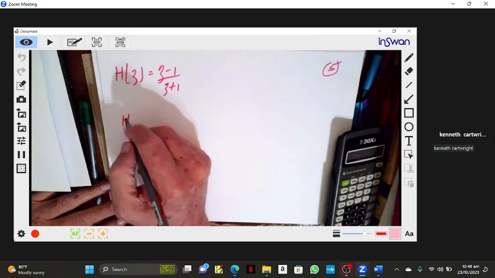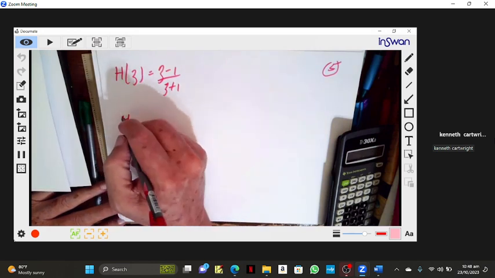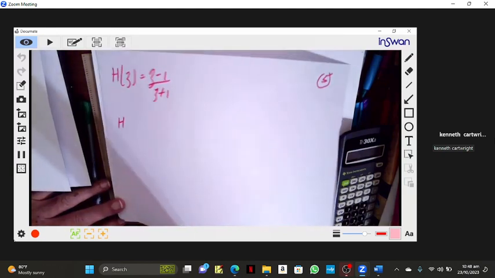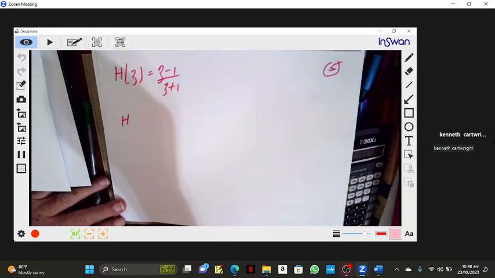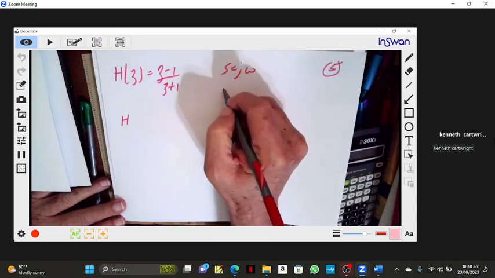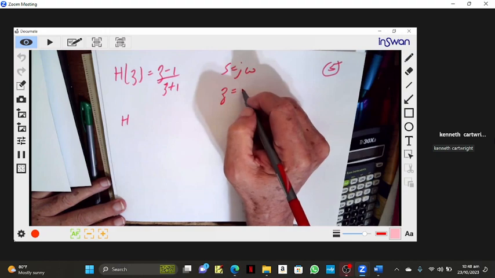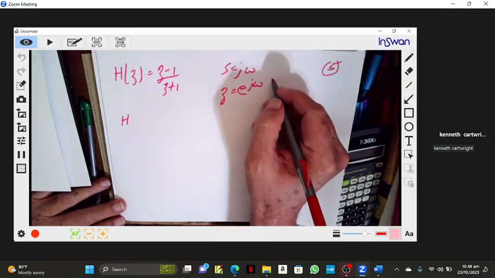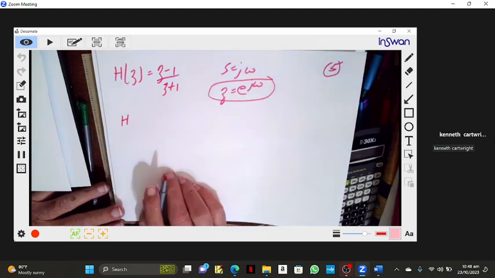Then we form the frequency response. Now here's a new part you don't know. To find the frequency response, we don't do s equals j omega. We do z equals e to the j omega. And you just have to accept by faith that's true.